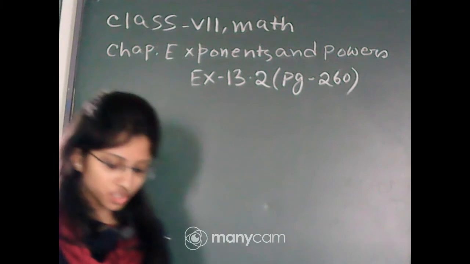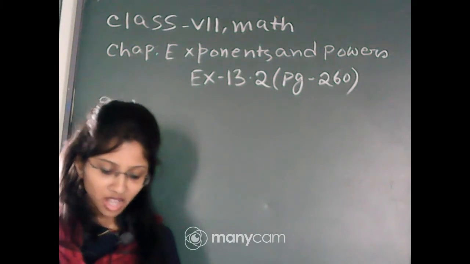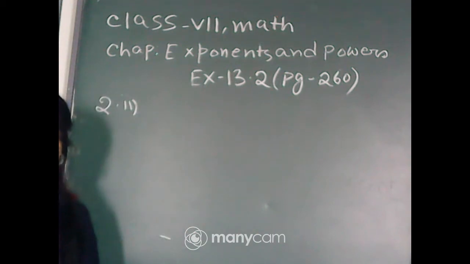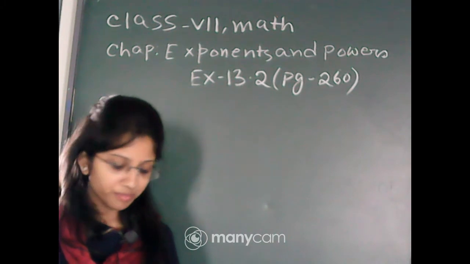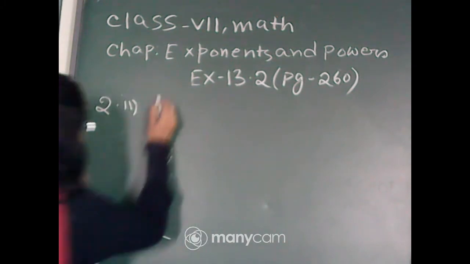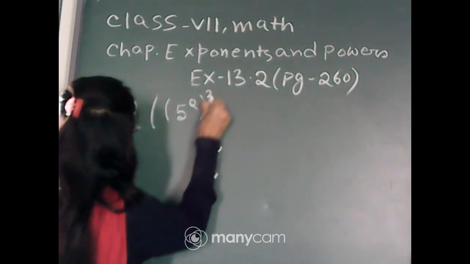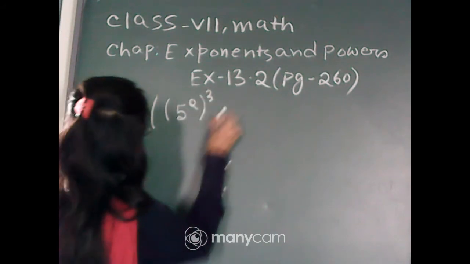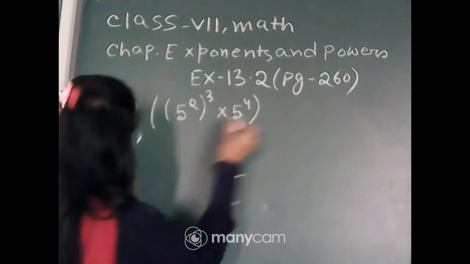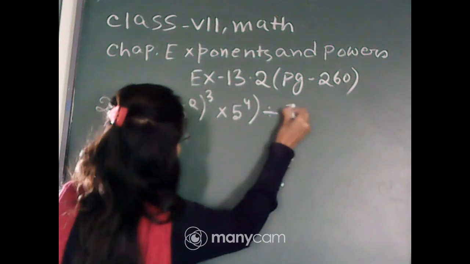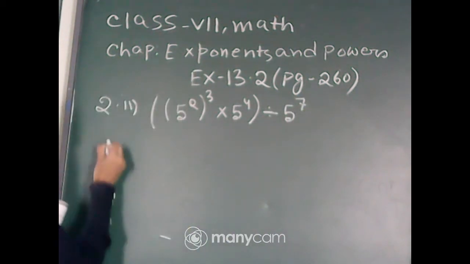Simplify and express each of the following in exponential form. Here the given math is (5 square) whole cube into 5 to the power 4 divided by 5 to the power 7. We have to simplify this.